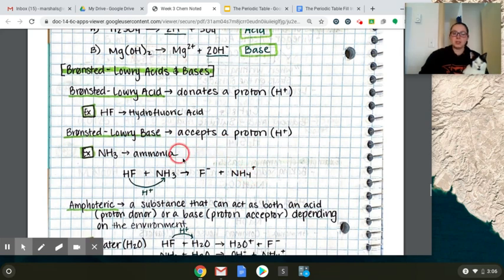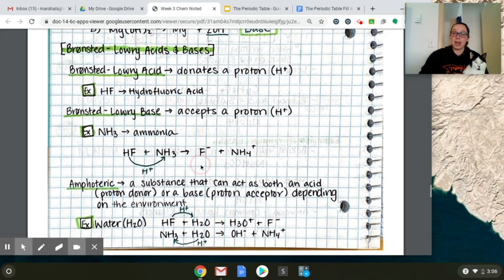Sometimes substances can act as both an acid and a base. Those things are called amphoteric. Amphoteric substances are substances that can act as both an acid, which is a proton donor, or a base, which is a proton acceptor, depending on the environment. Our best example of an amphoteric substance is water, and the one that we're going to see the most is water. If I put hydrofluoric acid in water, hydrofluoric acid will donate its proton to H2O, and you will make your hydronium ion and an F-.